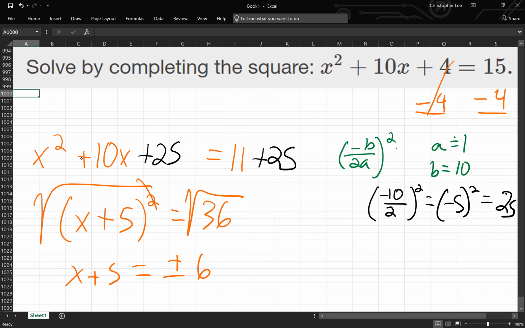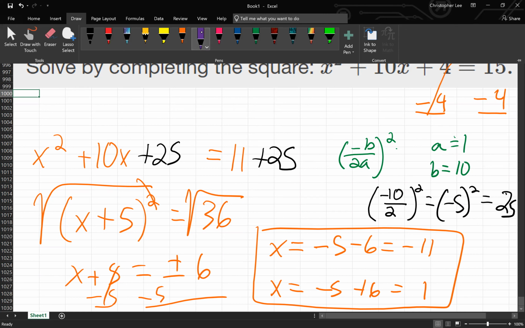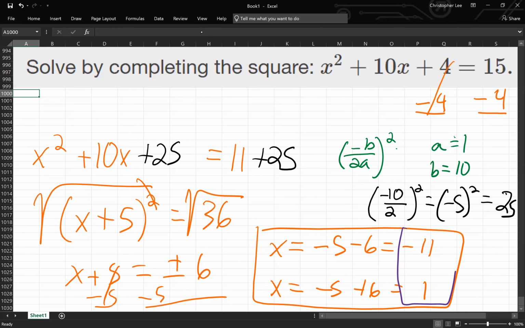So I'm going to have two answers here, right? I'm going to subtract 5 from over here. What I do to one side, do to the other. So now for my two answers, I'm going to have x is equal to negative 5 minus 6, which is negative 11. And I'm going to have x is equal to negative 5 plus 6, which is equal to 1. And that's my answer. More specifically, these are my answers.